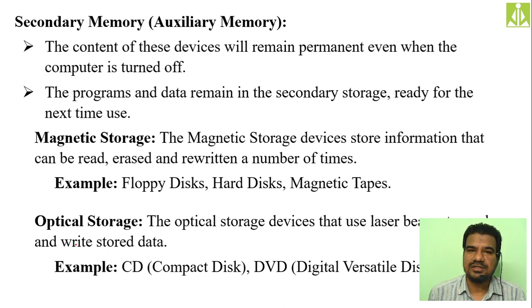Even if you cut off the power to the computer, what will happen? Whatever content you have inside the hard drive, the secondary storage devices, the auxiliary memory, will remain unchanged. They will remain as they are. These secondary storage devices are of two types. One is magnetic storage and the other is optical storage.